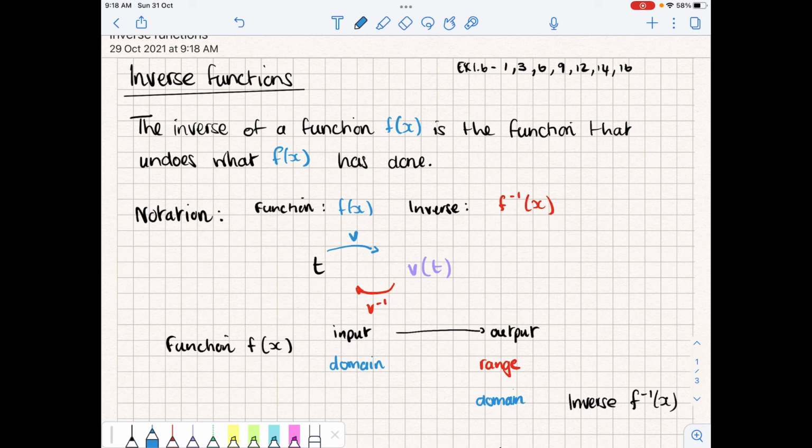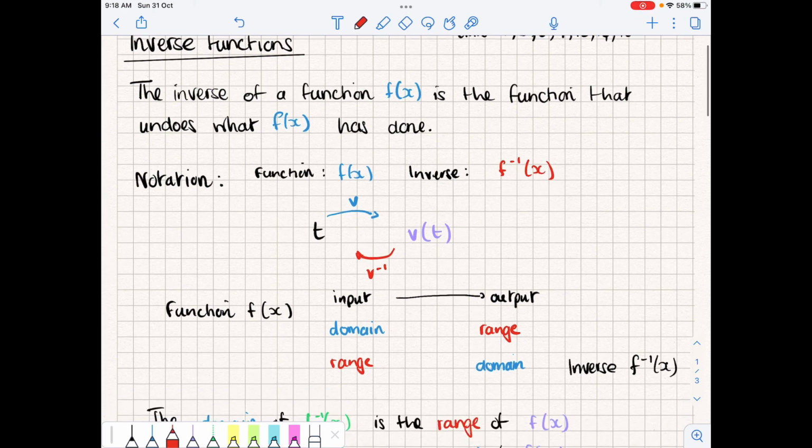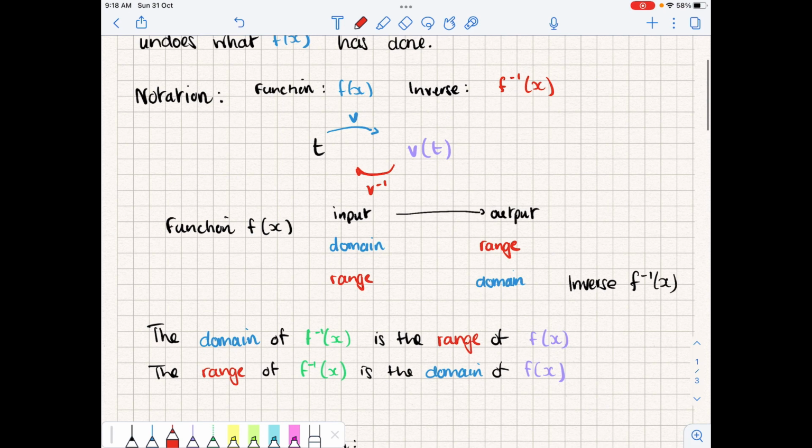And if the purpose of the inverse function is to undo what the original function has done, then the range of our inverse function is going to be the domain of the original function. We need to return back to our original values. So that's very important to remember when we're dealing with inverse functions. Okay, so the domain of the inverse function is the range of the original function, and the range of the inverse function is the domain of the original function.